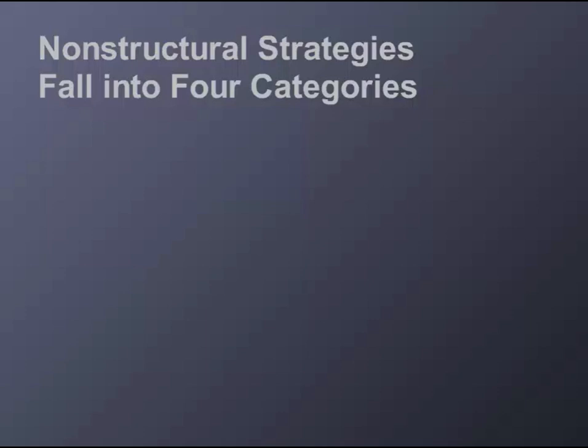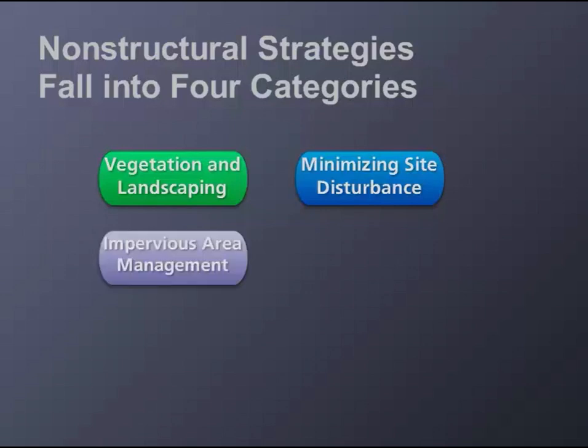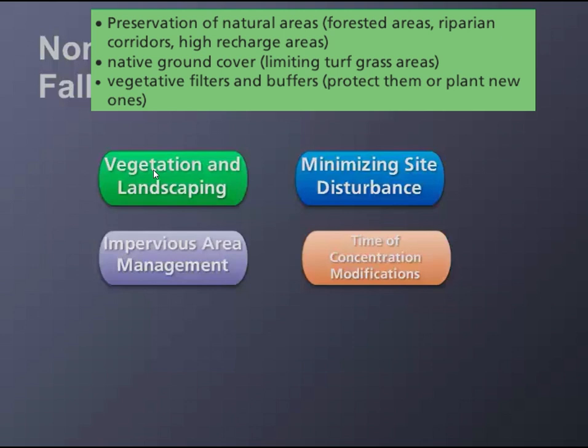In order to achieve the 3 standards in the previous slide, we'll discuss 9 different non-structural strategies recommended to applicant developers. But first, let's explore the 4 categories they fall into: vegetation and landscaping, minimizing site disturbance, impervious area management, and time of concentration modifications. Using vegetation and landscaping involves preservation of natural areas, forested areas, riparian corridors, and high recharge areas, native ground cover, limiting turf grass areas, and vegetative filters and buffers, protecting them or planting new ones.